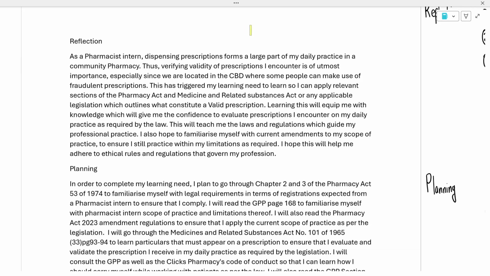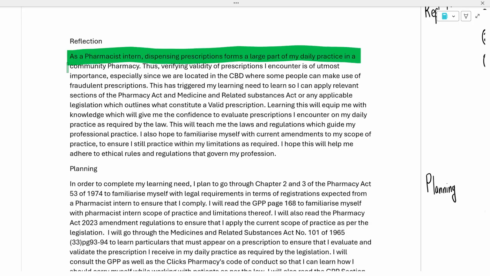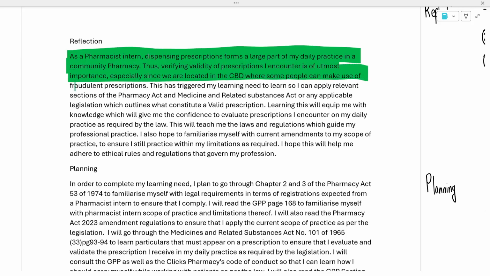So here, what you've done really well is stating a general activity, a general role that interns have when it comes to dispensing prescriptions. So this forms part of your trigger. I mean, it forms part of the why you want to do the activity that you want to do. So this is the trigger statement that you have.